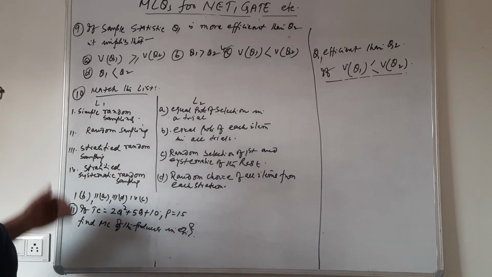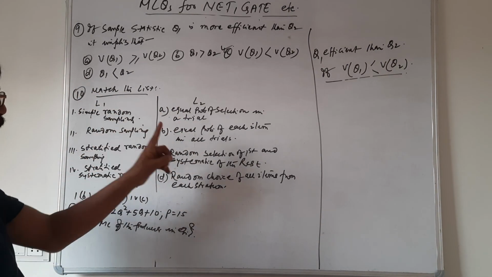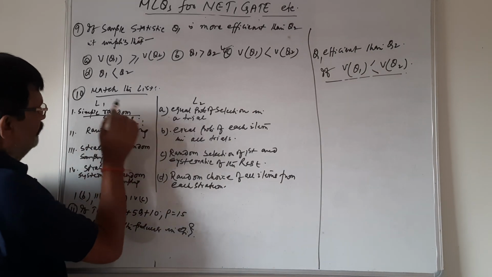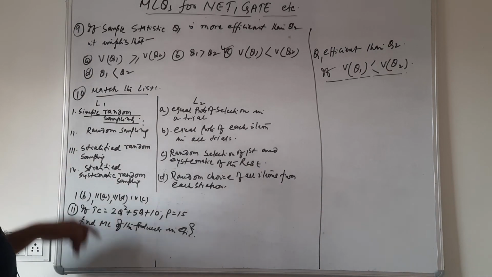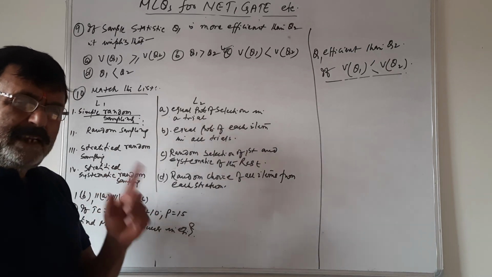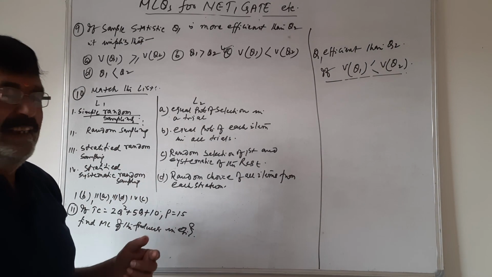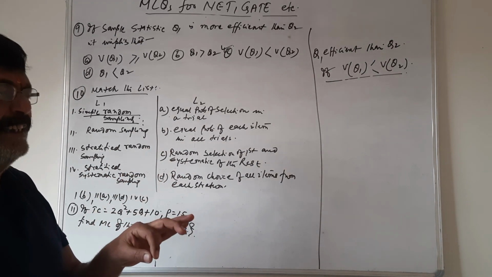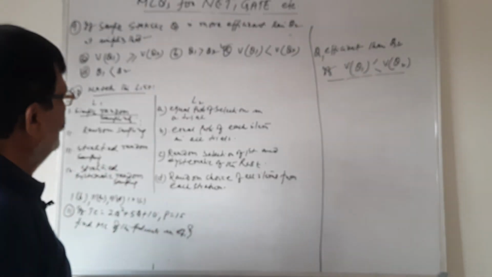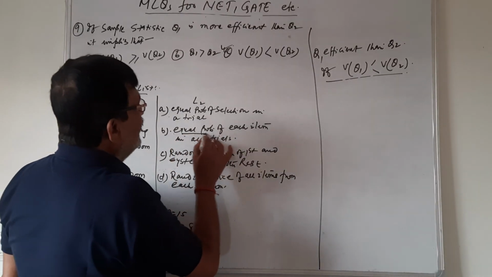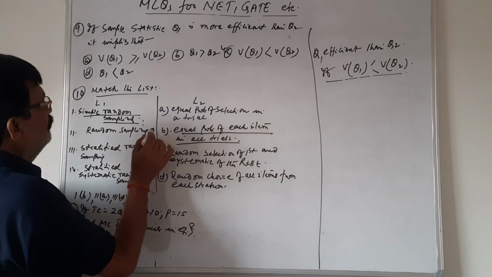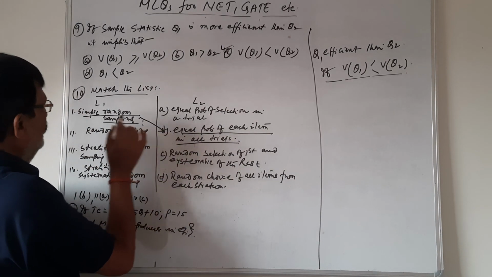Here we have few items in list 1, few in list 2, we have to match. Simple random sampling. This means that while making samples in all the trials, each item will have equal probability of being selected into the sample. So, equal probability of each items in all trials. This is called simple random sampling.